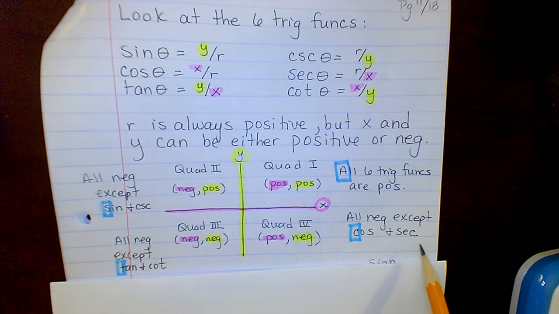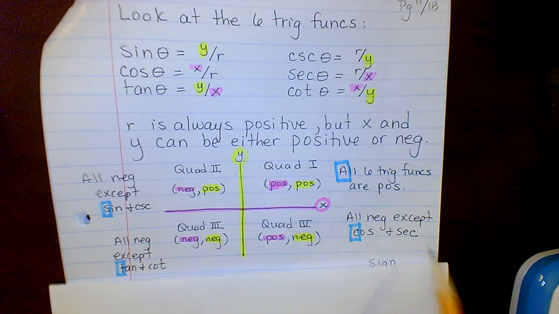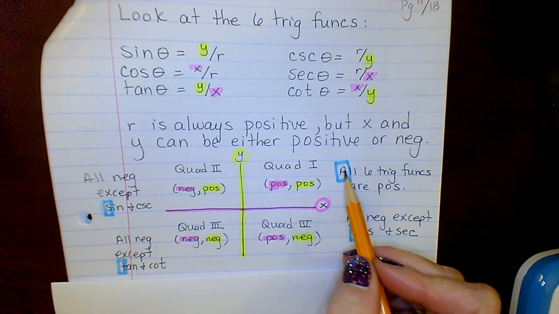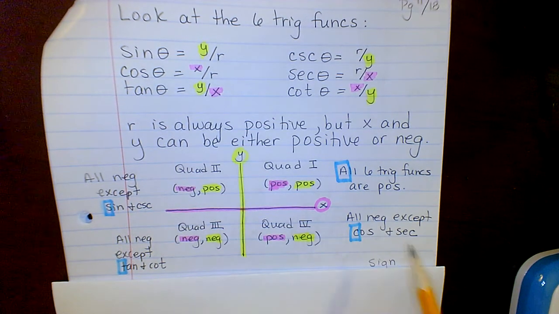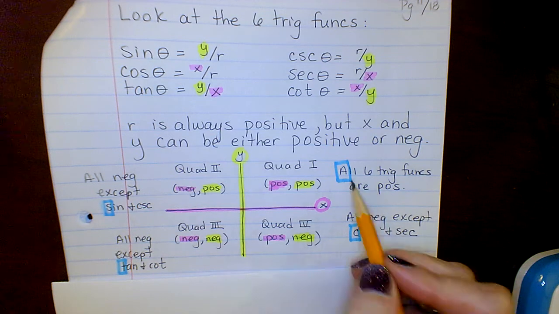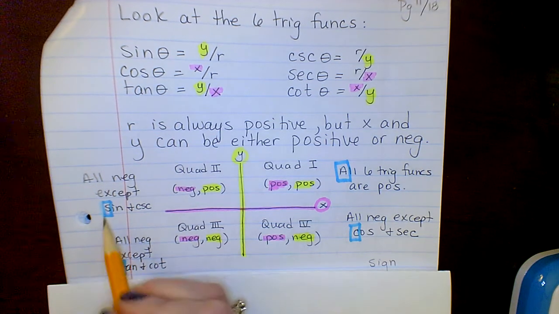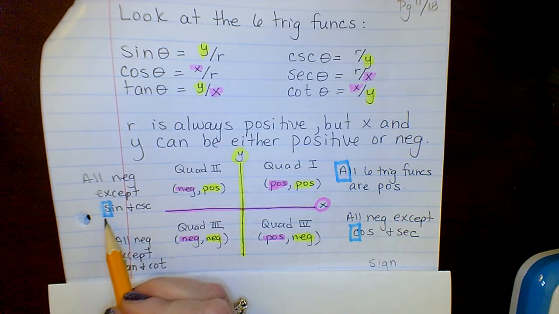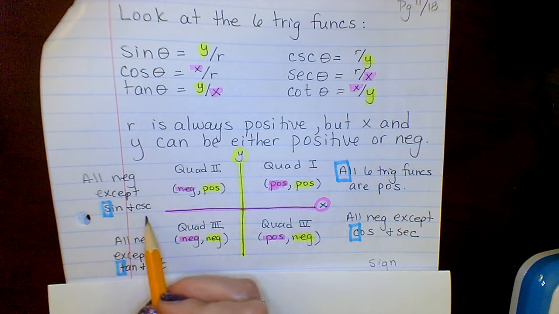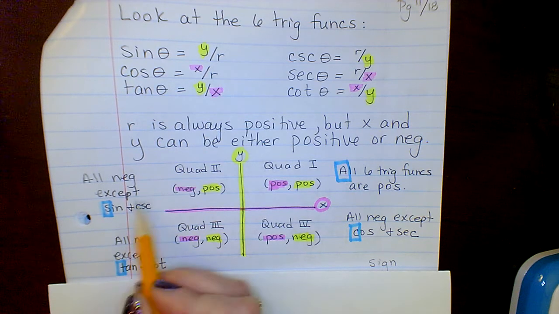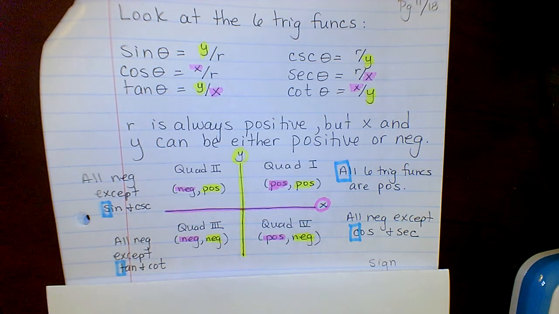Okay. So what we can do is abbreviate this and just look at the ASTC: all, sine, tangent, cosine. Then just remember that if we're talking about sine being positive or negative, then its cosecant, its reciprocal function, is going to have the same sign.